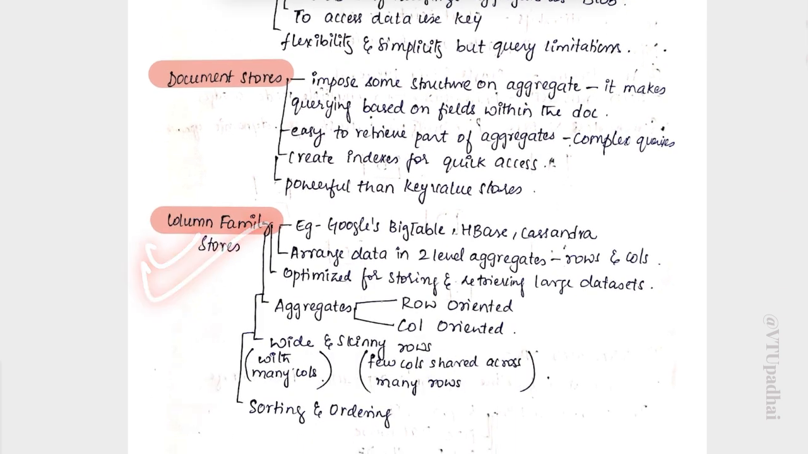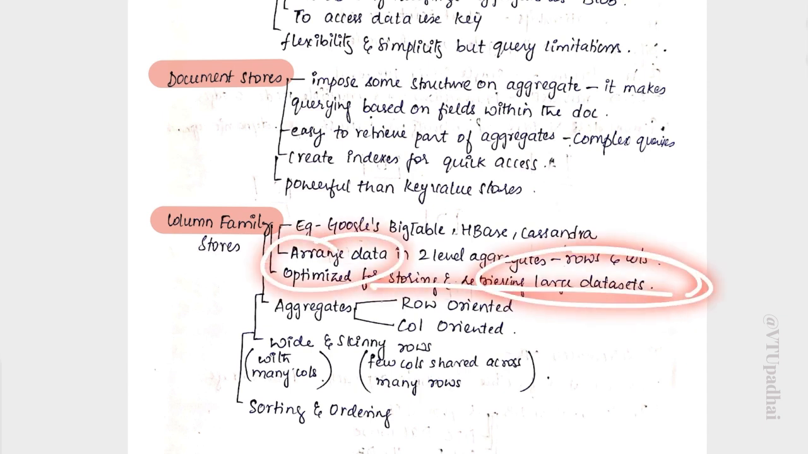Next we have column family stores. Examples of column family databases are Google's Bigtable and its derivatives like HBase, Cassandra, and all those things. Here a column family stores or arranges the data in two-level aggregates. These two-level aggregates have rows and columns. These databases are used for storing and retrieving large data sets, so they are optimized for that.